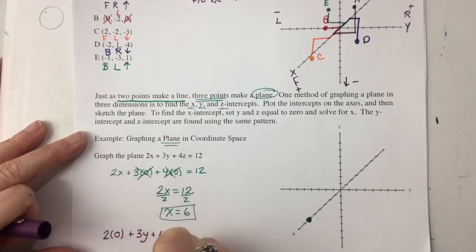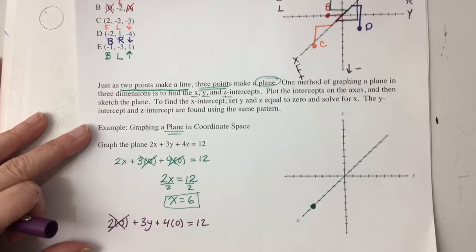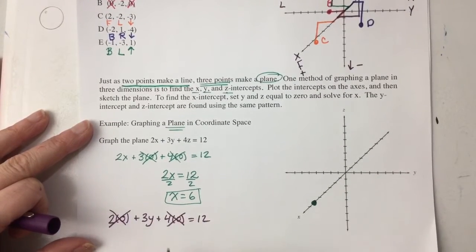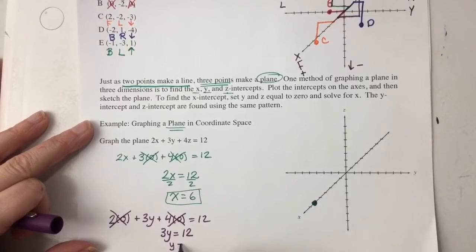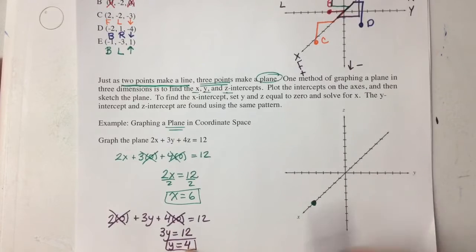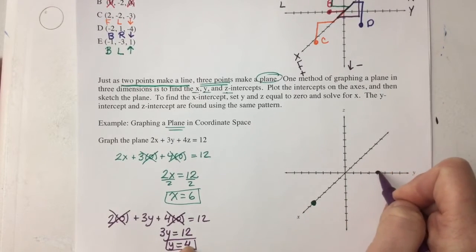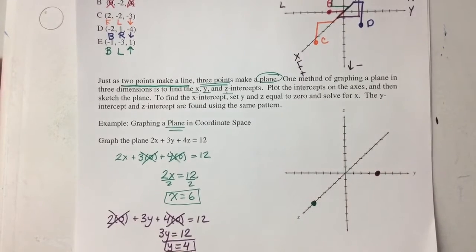Now if I want to find the y-intercept, what you're doing is changing all of the variables except for y into a 0. If I put in a 0 for x, that term would cancel. If I put in a 0 for z, that would cancel, leaving my equation 3y equals 12. If I divide both sides by 3, I get 4. So remember, the y-axis now runs side to side. 4 is positive, so I go to the right 1, 2, 3, 4. That is called your y-intercept.